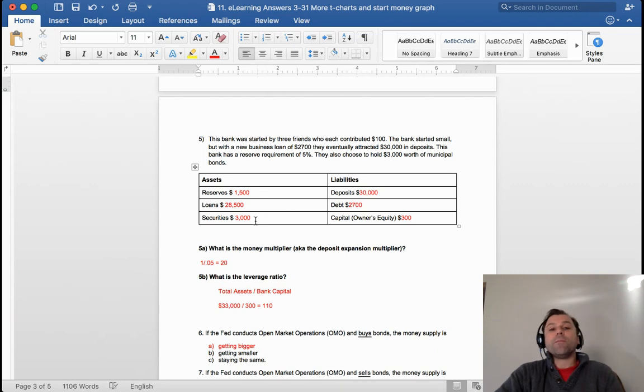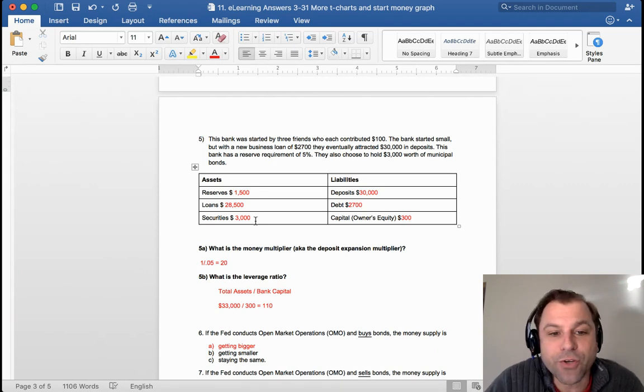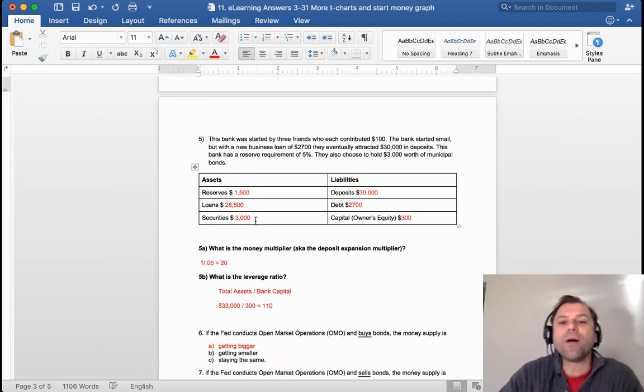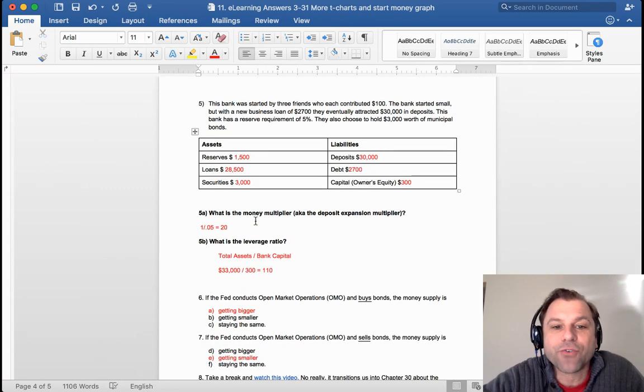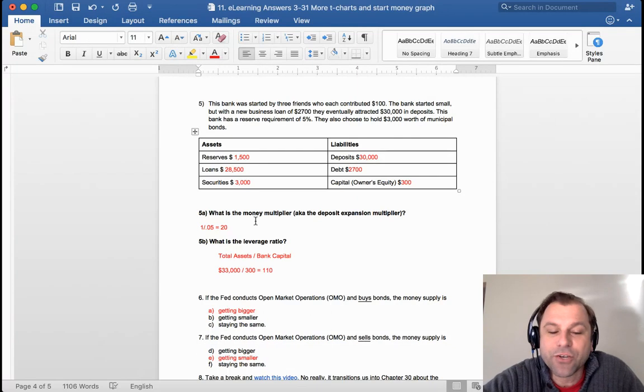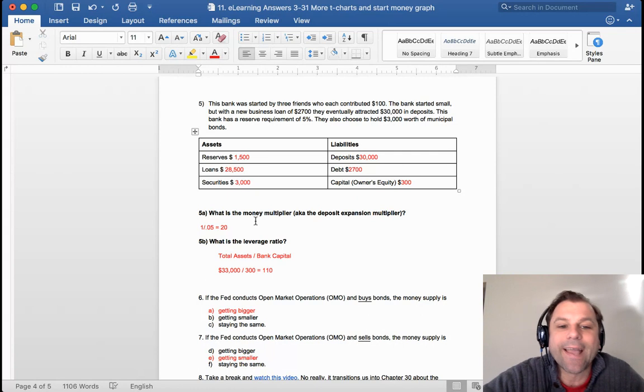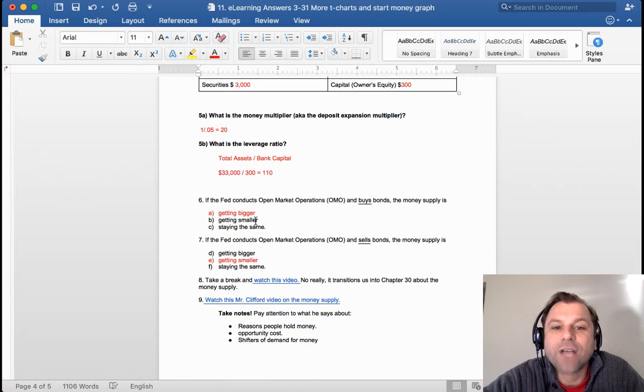Your money multiplier is just 1 over the reserve ratio. So the money multiplier here is 20. I'm not asking that question about what's the maximum amount, but you would do 30,000 times 20 if you were asked that question. And next, the leverage ratio. The leverage ratio is total assets over bank capital. In this case, total assets is $33,000. The bank capital, the initial money to start this bank, was just $300. So we have a leverage ratio of 110. It's a high leverage ratio.